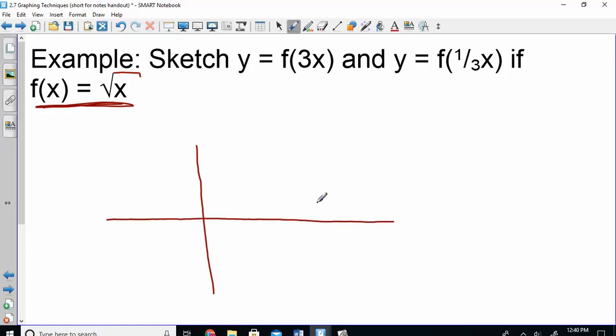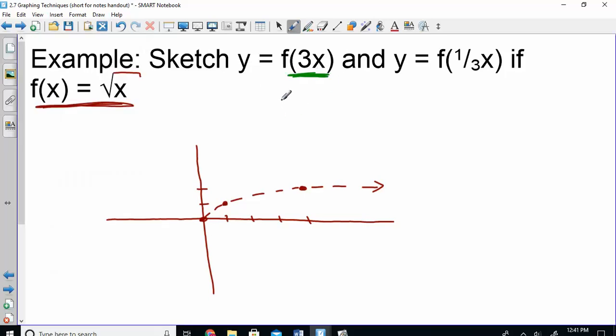So if I wanted to graph this, square root of 0 is 0, square root of 1 is 1. What's another nice number? 4. Square root of 4 is 2. There's 3 points, that's enough. You can't plug in negatives. So this is my graph.